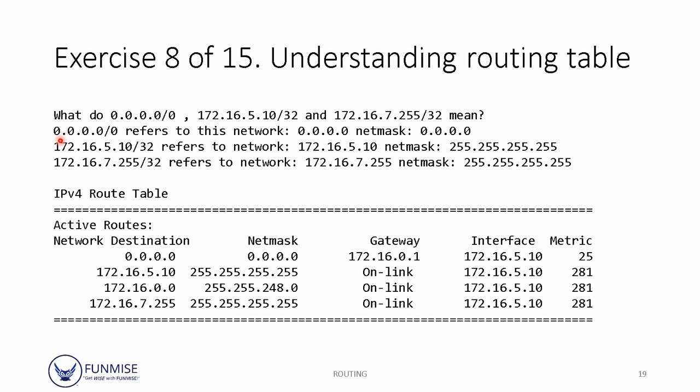Usually they refer to this as the quad zero network. /0 refers to this network with this net mask. 172.16.5.10/32 refers to this network with this net mask. And 172.16.7.255 refers to this network with this net mask.